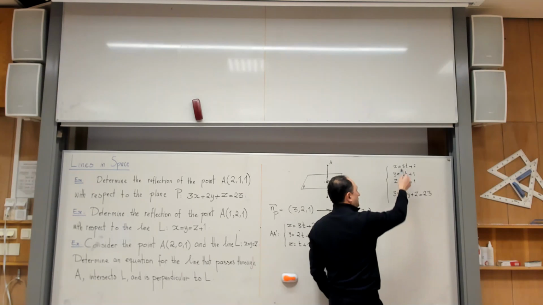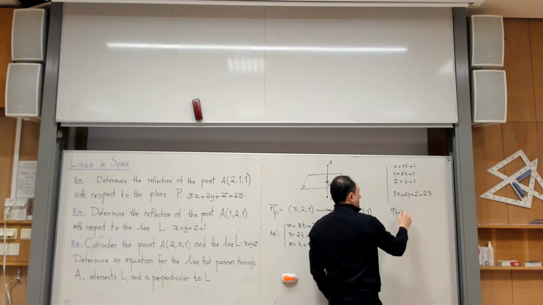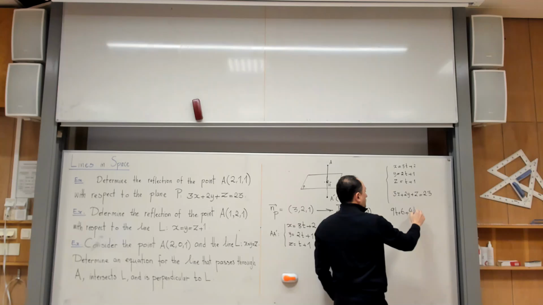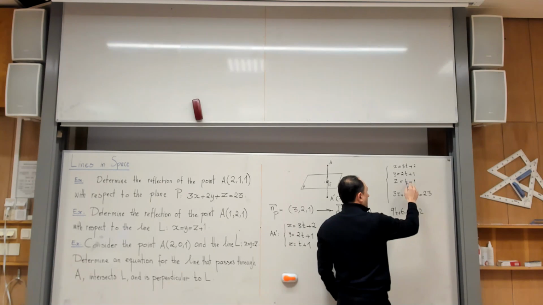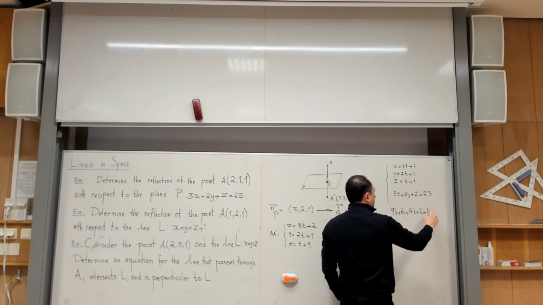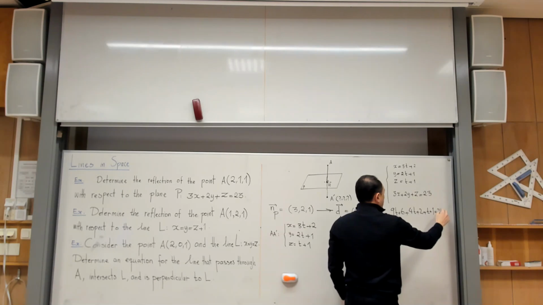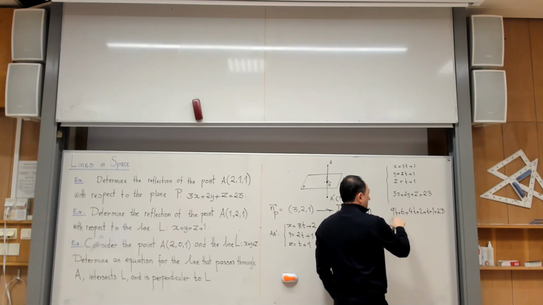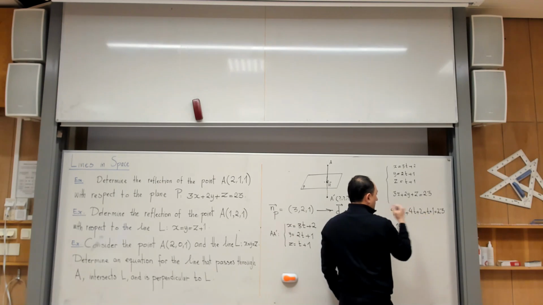If I put this here, let us do it in our head. I have to multiply this by 3. This becomes 9t plus 6, plus I have to multiply this by 2. It becomes 4t plus 2. And I have to write z itself. It's equal to 23. 9t plus 4t plus t is 14t. And then 6, 2, and 1, how much is that? 9. I move it to the other side. It becomes 14.